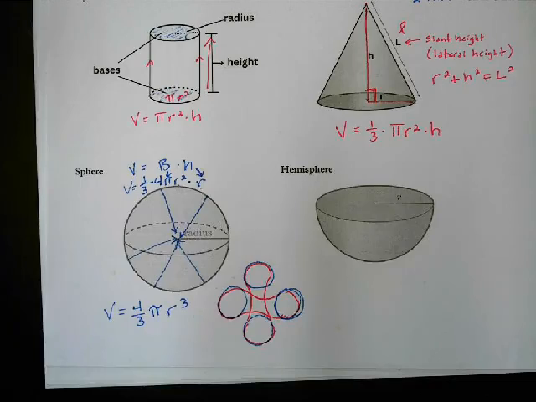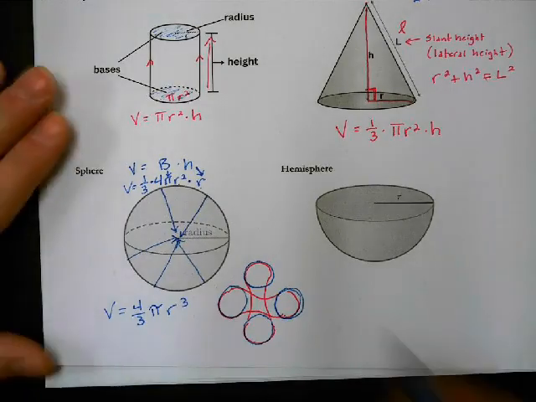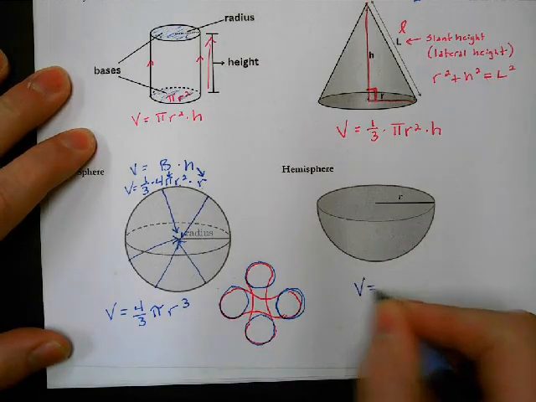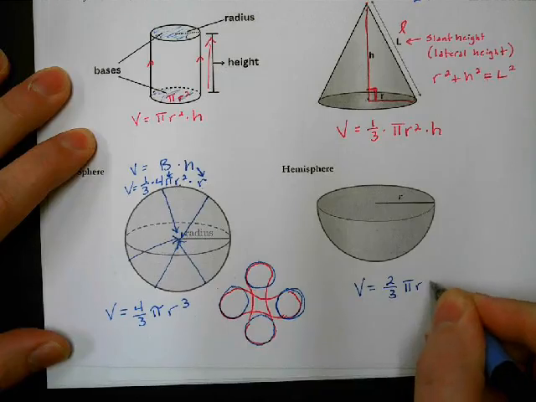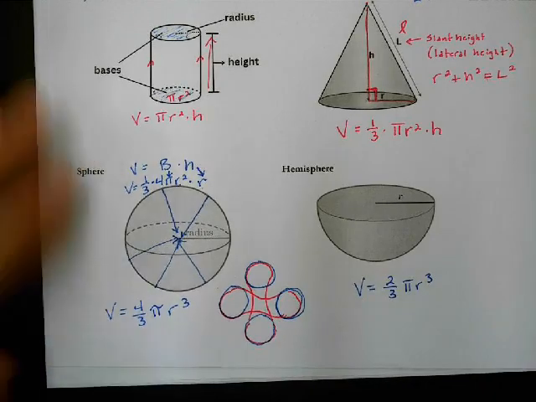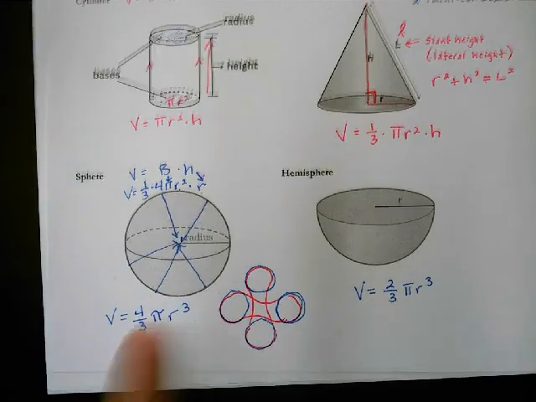A hemisphere is half of a sphere. What's half of 4/3? Think about it. Hopefully you said 2/3. 2/3 pi r cubed. There is the formula for a hemisphere. Half of 4/3 is 2/3, so the volume of a hemisphere would be 2/3 pi r cubed.